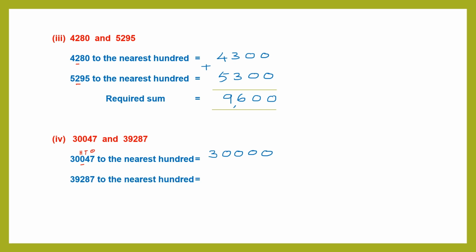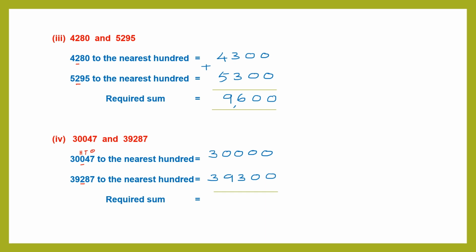Next one. Here again we have a 5-digit number. Ones, tens, hundreds, we have 2 in the hundreds place. The digit next to 2 is more than 5. So 2 will become 3. The digits to its left will remain the same. So we have 3, 9. The underlined digit will become 3. The other two digits will be zeros.